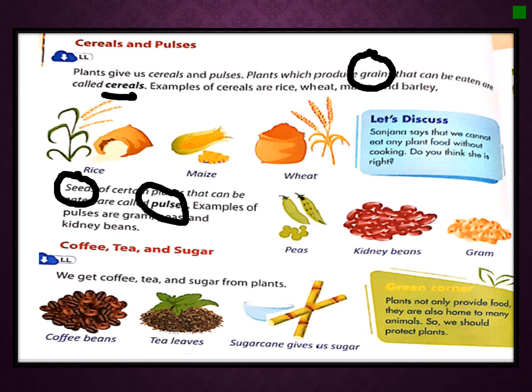Coffee, tea and sugar. We get coffee, tea and sugar from plants. Coffee beans, tea leaf, sugar cane gives us sugar. So coffee beans, tea leaves and sugar cane, they are also products of plants. We get them from plants.